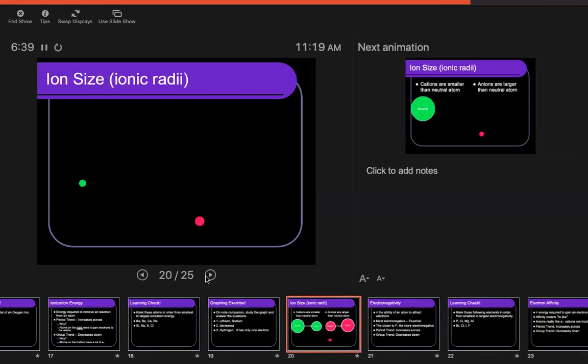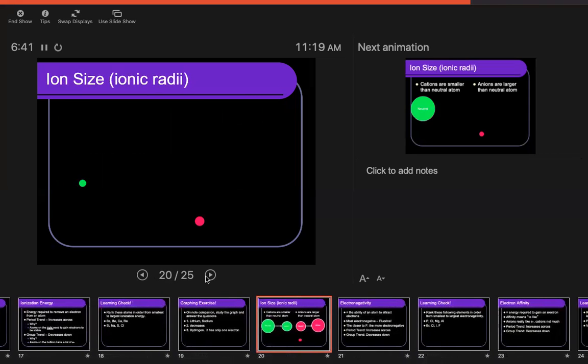All right. Next, then, we want to talk about ionic size or ionic radii. When we talk about atomic radius, we're referring to the size of an atom. If we're talking about ionic radius, we're referring to the size of an ion. And we're not going to do trends for these. We just want to know how to compare our neutral atom to cations and our neutral atom to anions. Cations are smaller than our neutral atoms. Anions are going to be larger.